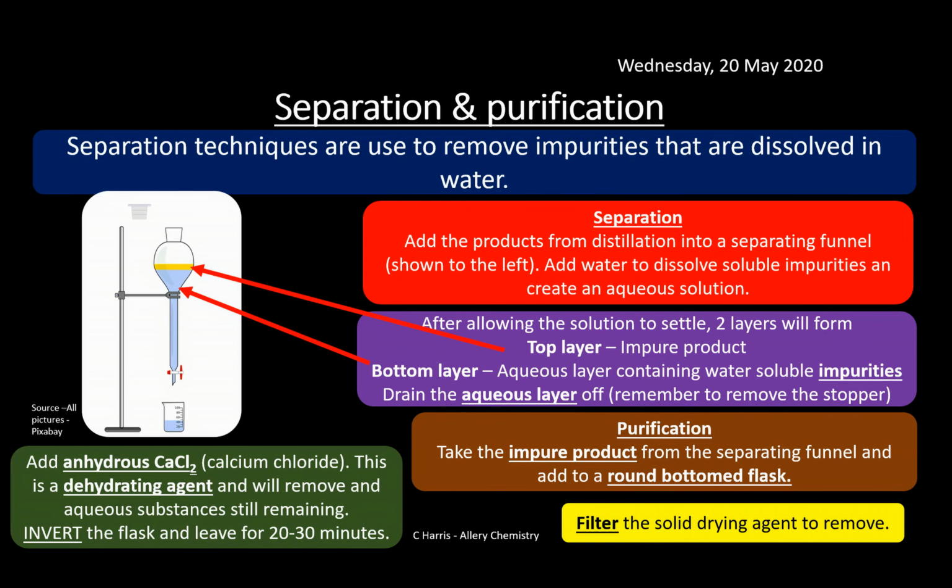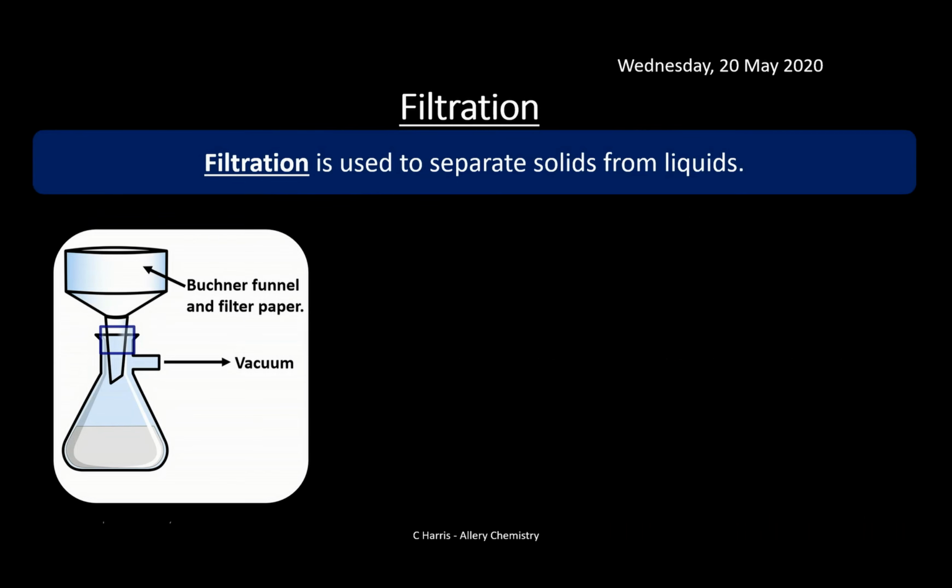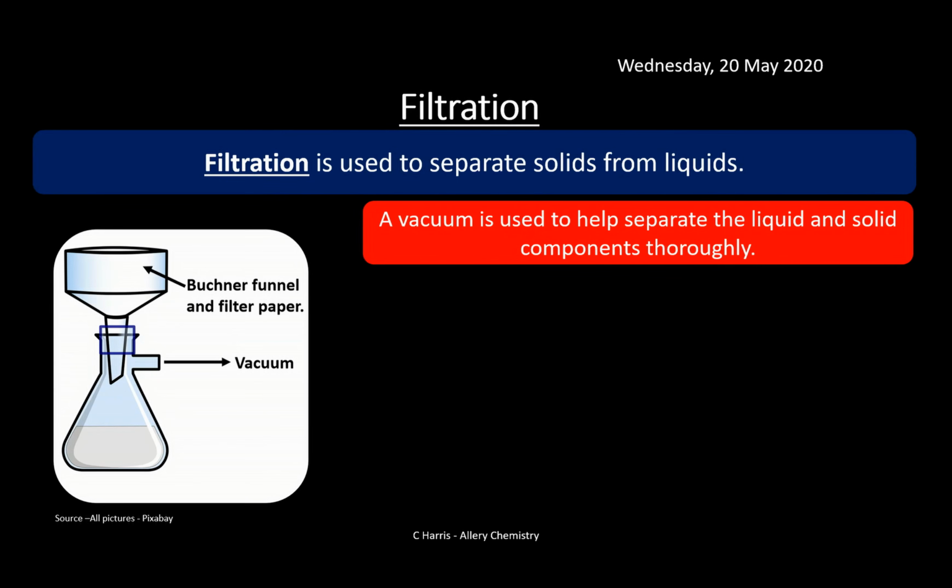Once we've done that, we filter the solid drying agent to remove it, and that's what we're going to look at now. We've got our solid floating around in our organic substance, so we need to remove that solid, and we separate solids from liquids by using vacuum filtration. You can see here that a vacuum is used to help separate the liquid and solid components thoroughly. You pour your organic liquid in there with your solid, your anhydrous calcium chloride. We put on a vacuum, normally some contraption attached to a tap, which creates a vacuum. It pulls your liquid through to the bottom here. This is the bit that you want, and your solid stays at the top.